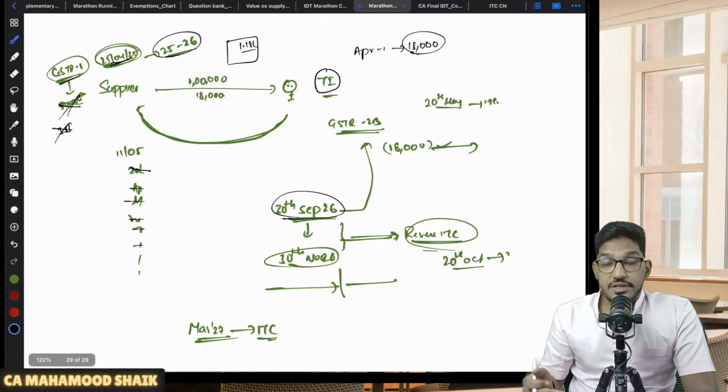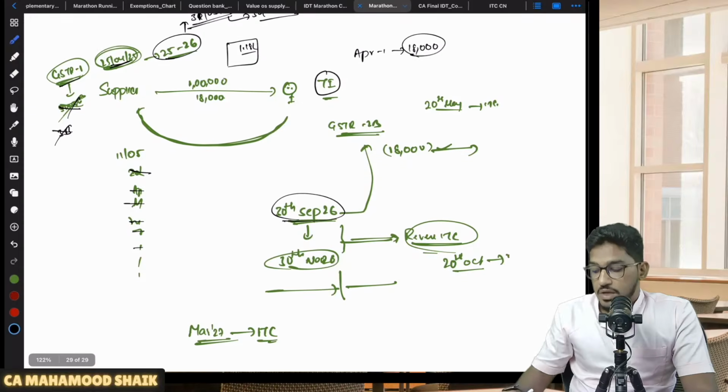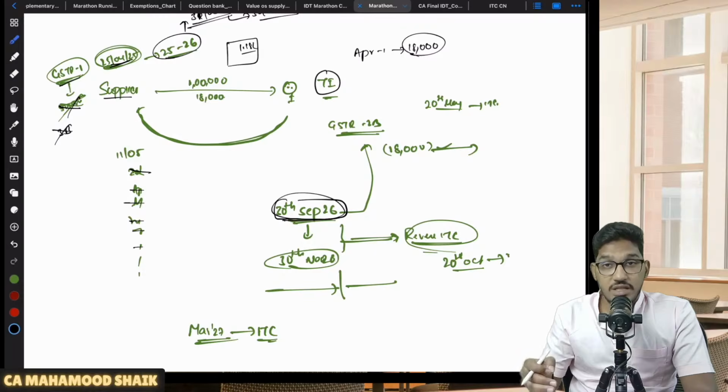The government will wait for this supplier to file his GSTR 3B till 30th of September following the end of the financial year. So what is the end of this financial year? 31st of March 2026 is the end of the financial year. 30th September following the end of the financial year will fall on 30th of September 2026. So the government will wait till 30th of September 2026 for this useless supplier to file his GSTR 3B.